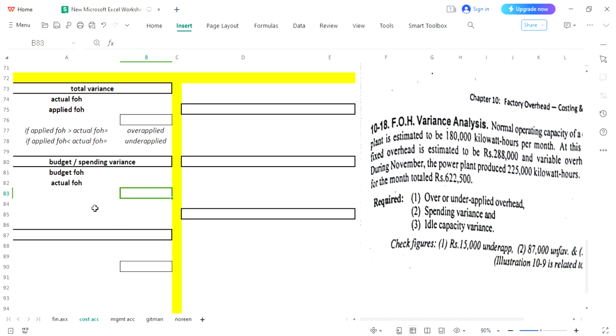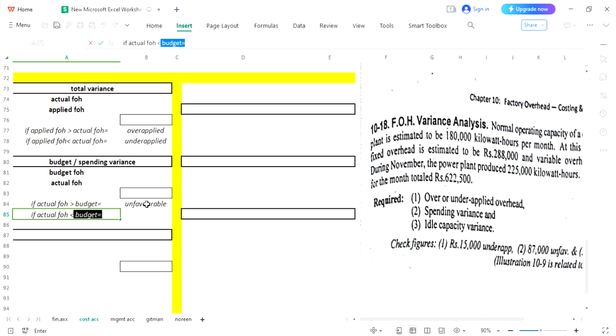And finally you will conclude as well: if your actual FH is more than your budget FH, that would be considered unfavorable, and if your actual FH is less than your budget, it would be considered favorable. So here our second requirement would be fulfilled.